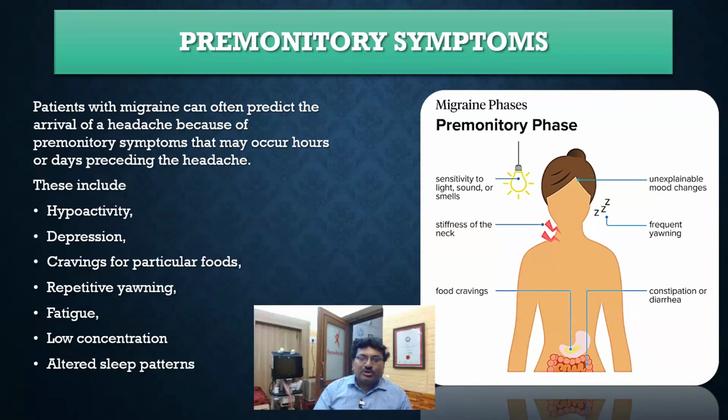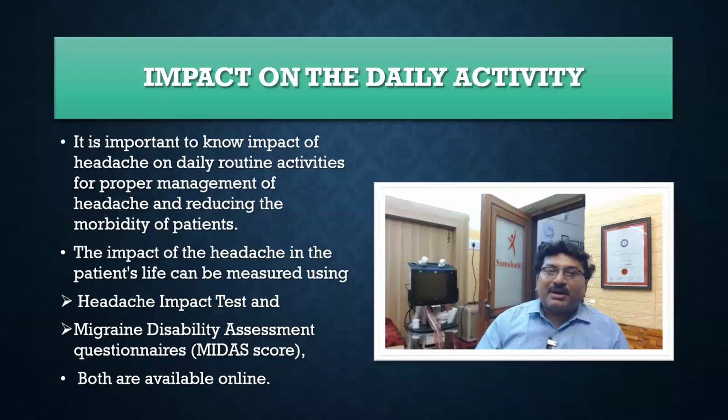There could be possible hypoactivity, depression, craving for a particular food, repetitive yawning, fatigue, low concentration, altered sleep pattern. Remember, the aura symptoms might vary from patient to patient, but usually they are consistent in one patient, so the patient usually is able to say that these are my aura symptoms. They don't say aura symptoms, but by these symptoms I am able to understand that my headache is going to come.